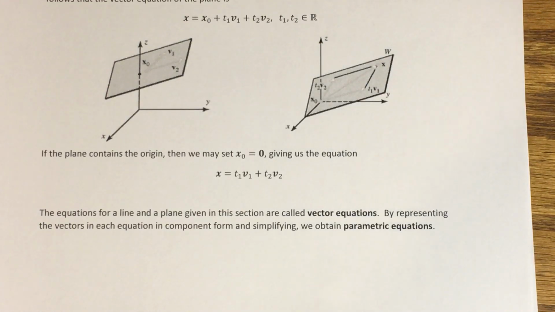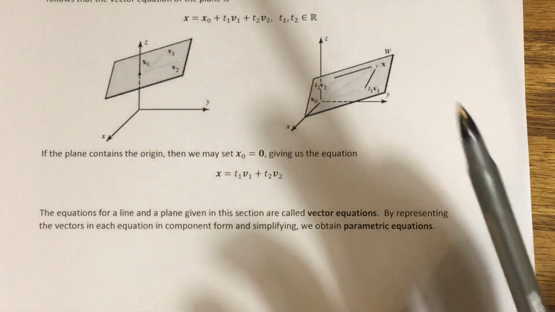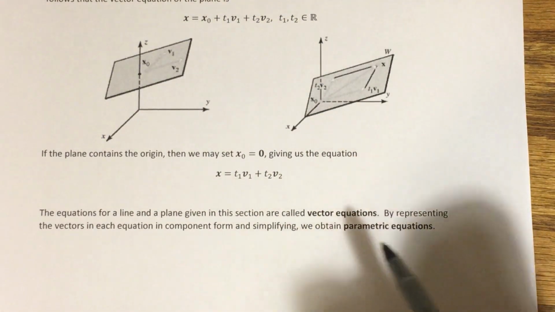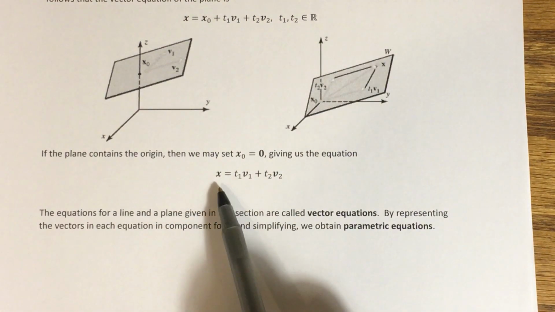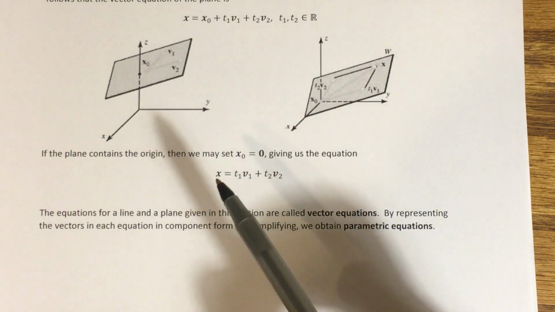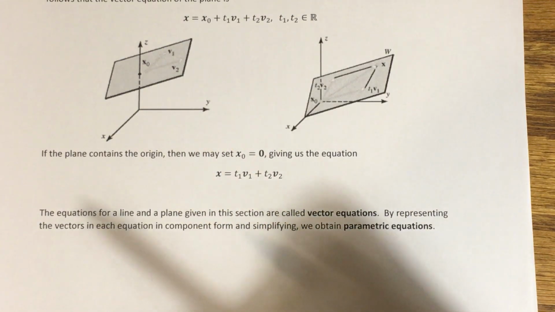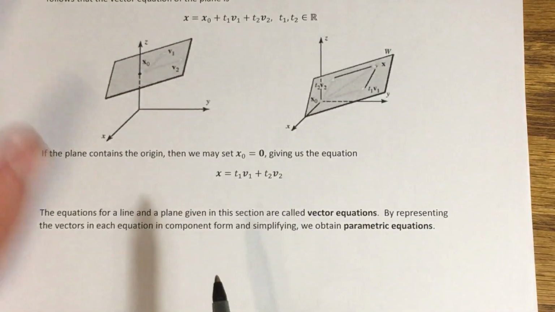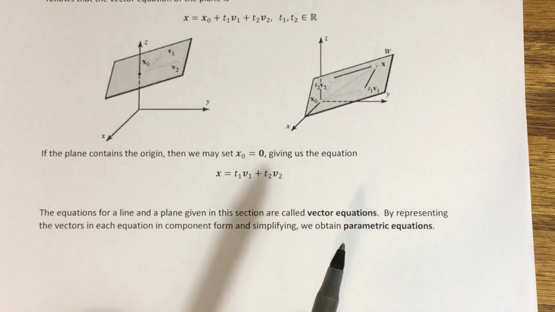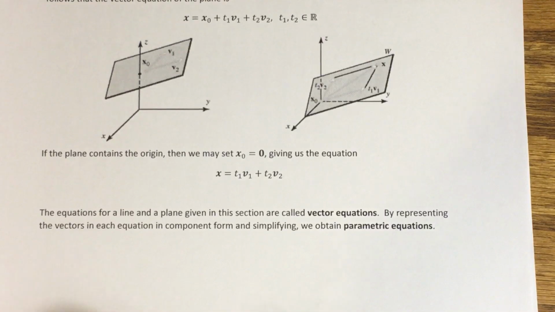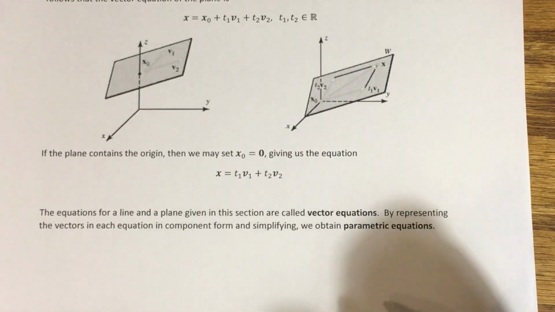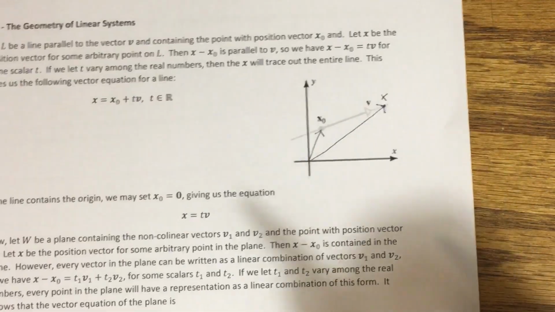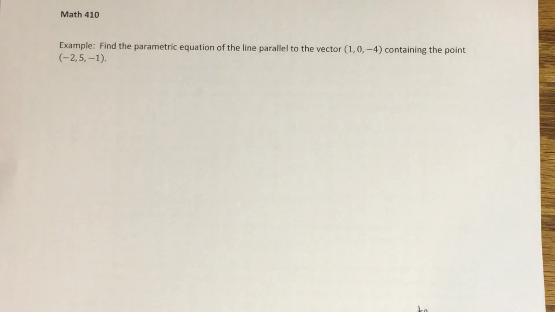Now, the equations that we've been writing, we've been calling vector equations. But if you were to substitute in for the x naught and the v1 and the v2, or the v in the equation of a line, in their component forms and then simplify, we get what's called a parametric equation. So I'm going to do a couple of examples where we find parametric equations.